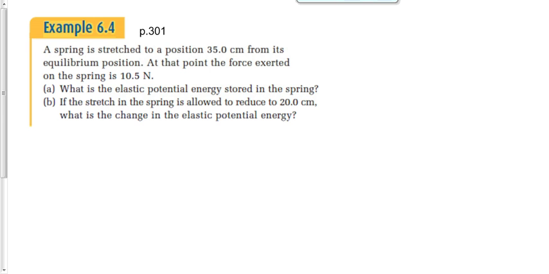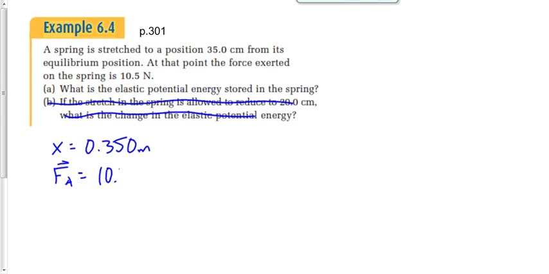And at that point, the force on the spring is 10.5 newtons. That would be the applied force as opposed to the restoring force. What's the elastic potential energy? And if the spring is allowed to reduce, the stretch in the spring is allowed to reduce to 20 centimeters, what's the change in elastic potential energy? Okay, let's worry about A first here. We'll come to B in a minute. We have a displacement in A of 0.350 meters. And we have an applied force of 10.5 newtons. We want to find the elastic potential energy. All right, to find the elastic potential energy, let's say EP is equal to 1/2 kx squared.